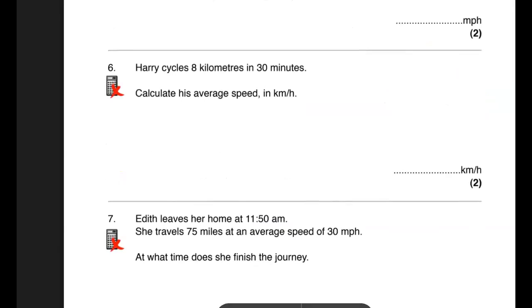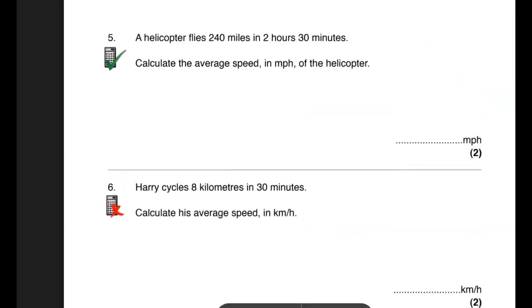Now look at questions like this. It says the helicopter flies this. Calculate the average speed in miles per hour. This one is 2 hours 30 minutes, so you have to convert it to hours. It's 2 hours, and 30 minutes is 30 divided by 60, which is 0.5. So 2.5 hours.